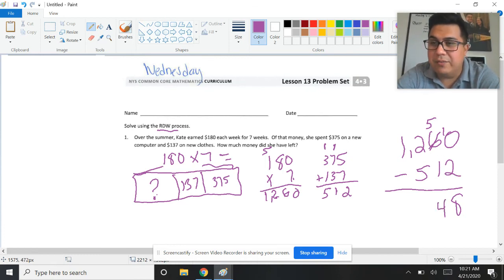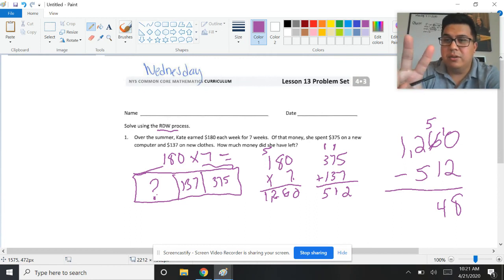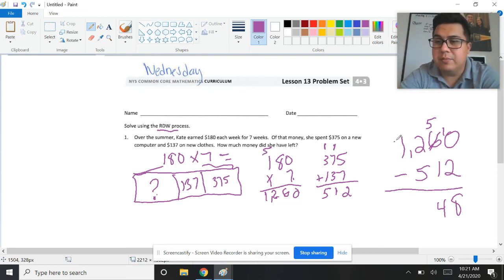2 take away 5. Again, if we have 2, we can't take away 5 from that 2 because there's not enough, right? It's going to give us a negative number. So we want to regroup. So we're going to take from this 1,000 and make that a 0 because now there's no more thousands. And we're going to get over here. So now let's go ahead and do 12 take away 5.